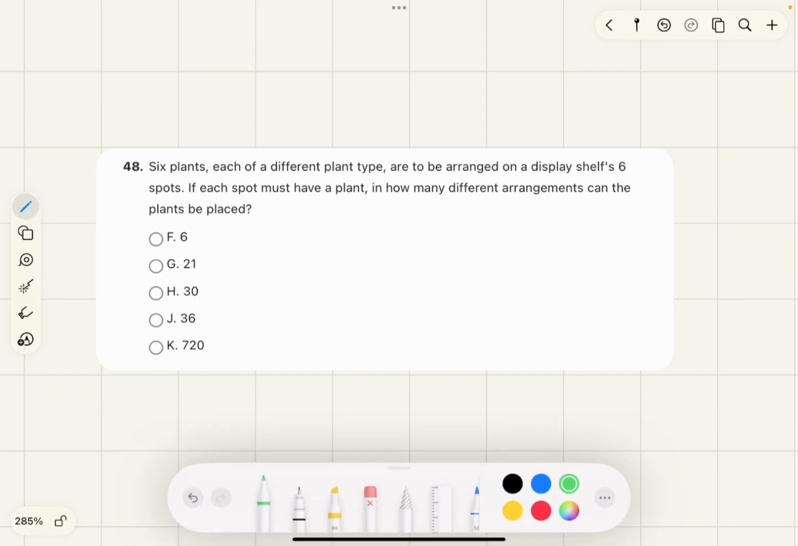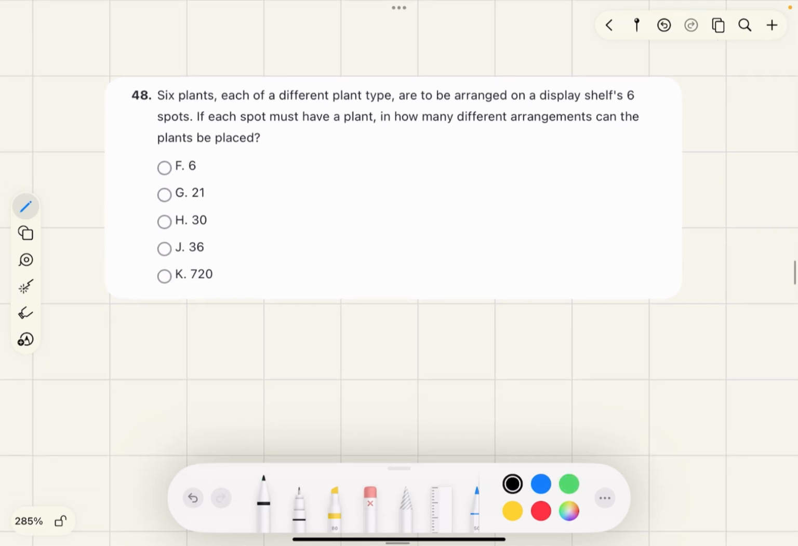Okay, so in order to solve this question, I recommend that we implement the slot method we did earlier. We know that there's going to be 6 spots, so 1, 2, 3, 4, 5, 6. And we have 6 plants to choose from. For this first slot, out of the 6 plants, how many plants are there to choose from? That should be pretty obvious. There's 6 plants to choose from.